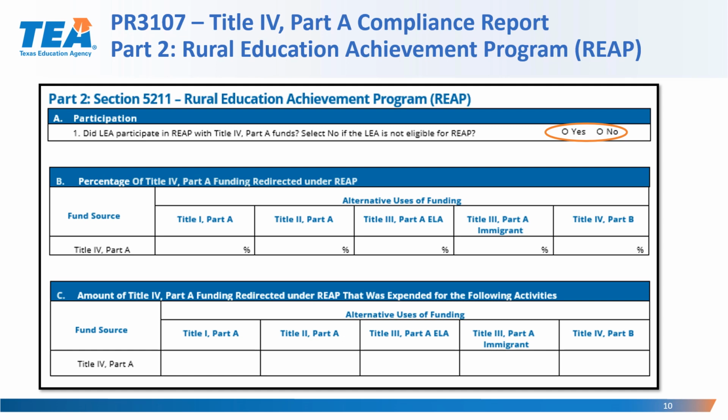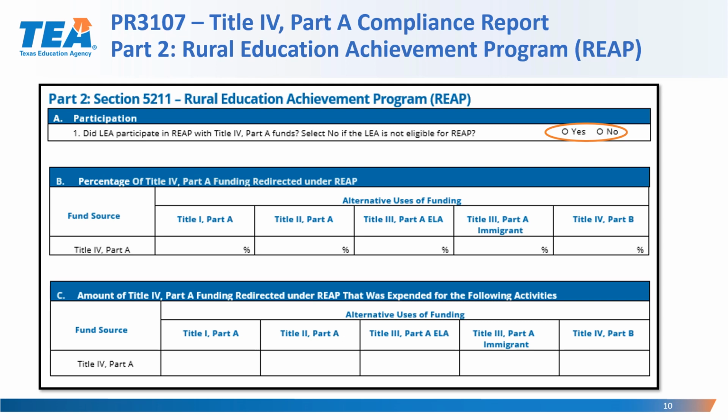Please note, if the totals under Alternative Uses of Funds in Part 2B add up to 100%, or if the combined totals under Alternative Uses of Funding in Part 2B and under Funding Transferability in Part 1B add up to 100%, then Parts 3 and 4 of the compliance report will be disabled.